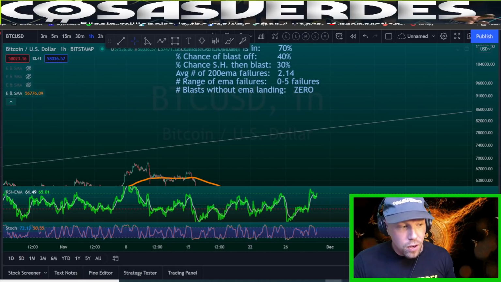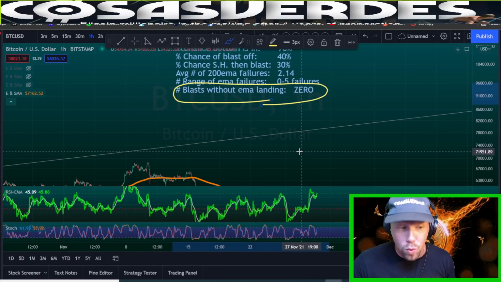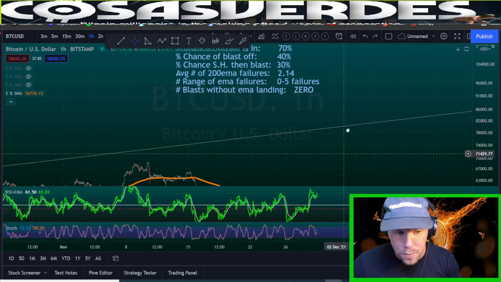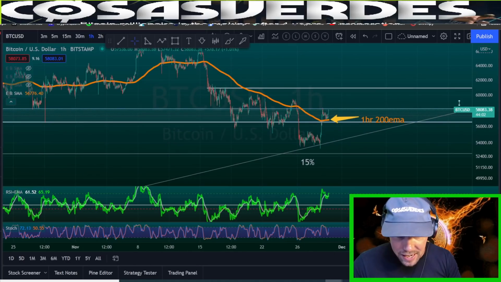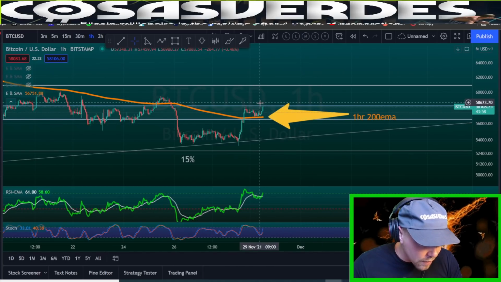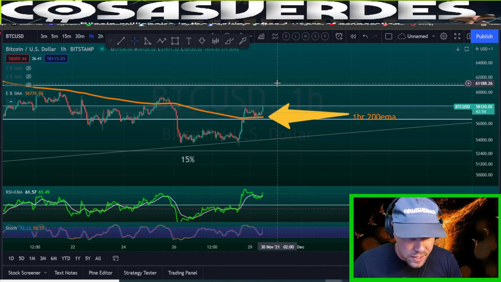Okay, now the times it price blasted without sticking its landing was 0. Never happened. And it's not going to happen this time either, because if it blasts, well, it's already stuck its landing. So that number actually looks like it's taken off right now. I think that's it. Yep, it just broke that. It's got a good chance of racing up to 61 now.